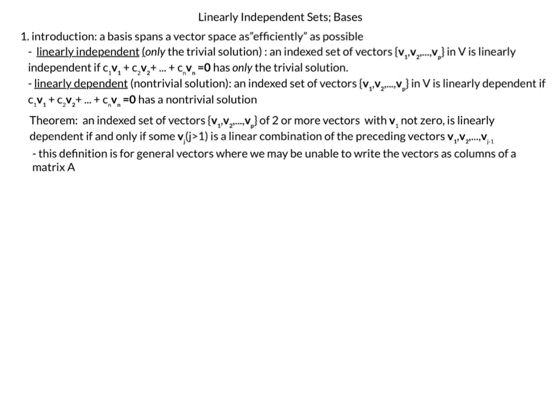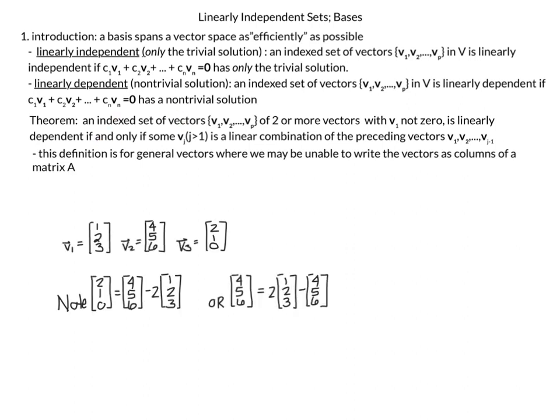And now we can define it: an indexed set of vectors, v1, v2, up to vp, of two or more vectors with v1 not equal to 0, is linearly dependent if and only if one of the vj's is a linear combination of the preceding j minus 1 vectors. This definition is for general vectors where we may be unable to write vectors as columns of a matrix. We saw that when we looked at Rn in our previous example. In this case, we would say j is equal to 3. Our vj vector can be rewritten in terms of the previous vectors.